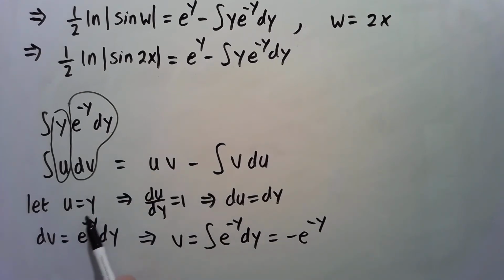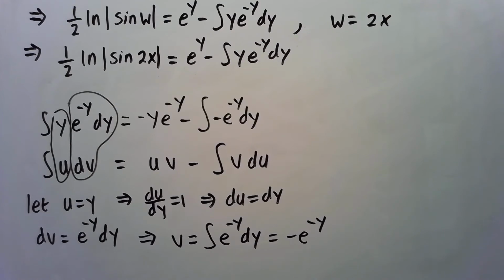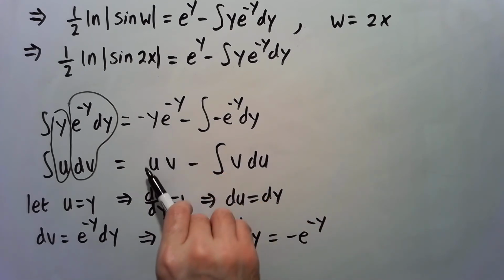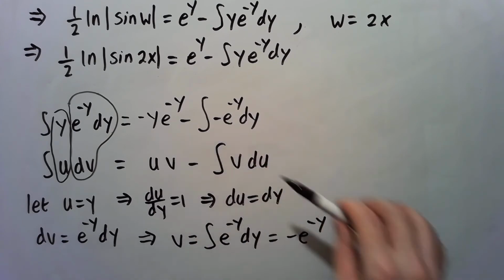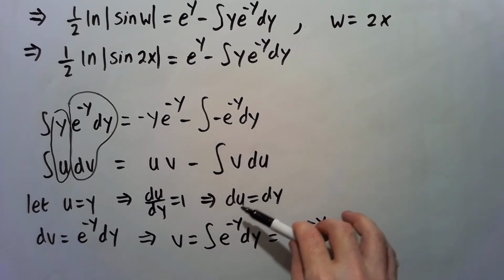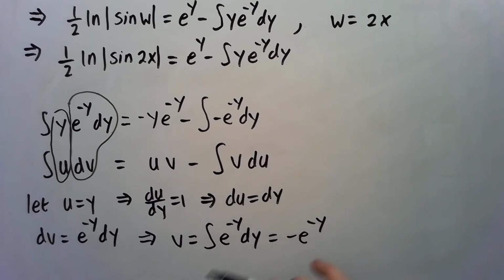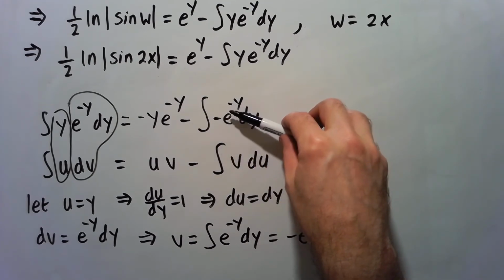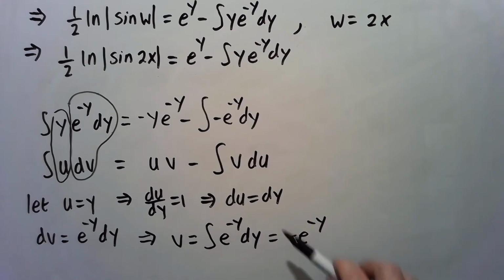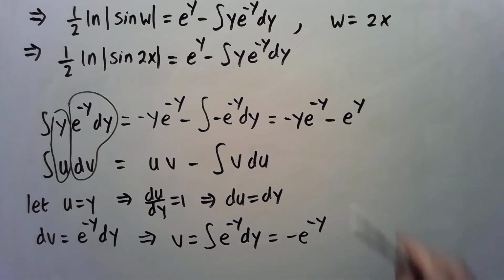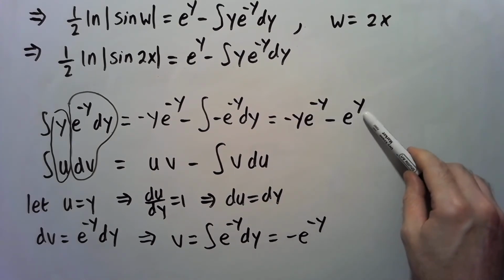So in place of u, I'm going to put y. In place of v, I'm going to put negative e to the minus y. So let's do that. Again, in place of u, I'm putting y. In place of v, I'm putting negative e to the minus y. So therefore, u times v is this. Then minus the integral of v, so minus e to the minus y, times du, which is equal to dy. These two minus signs will cancel, and we already integrated e to the minus y, it's this. So let me write my answer here. It's going to be negative y e to the minus y minus e to the minus y.